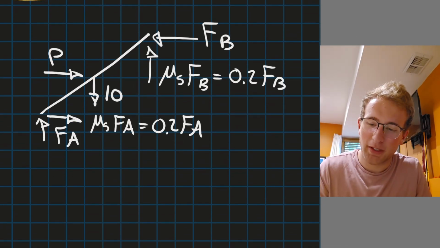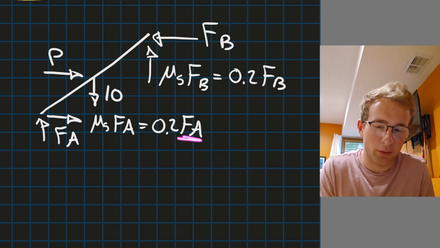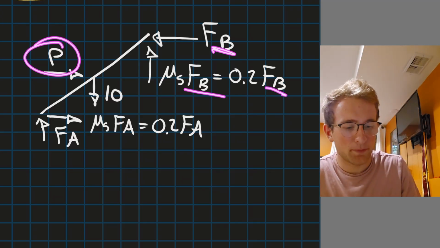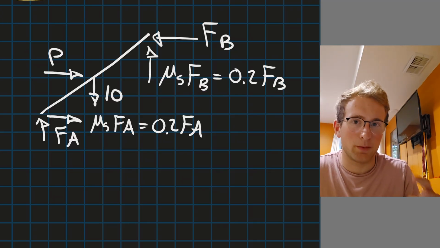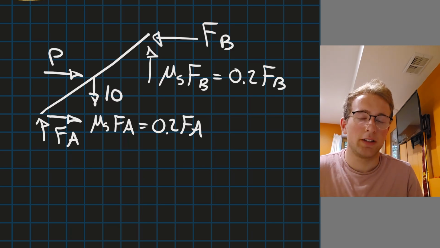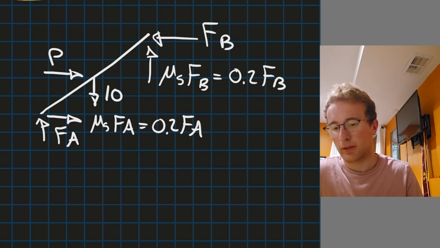How many unknowns do we have? Well, we have FA. We still have FA right there, so that's still one unknown. We have FB, we have P. And we can write 3 equations: sum of forces in the x, y, and the moment about the k-hat direction. And so we can solve all of these unknowns here.